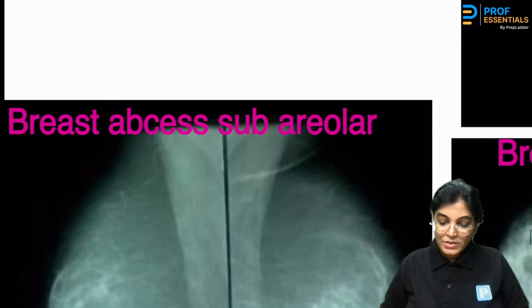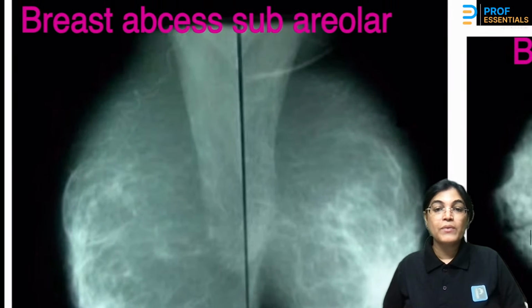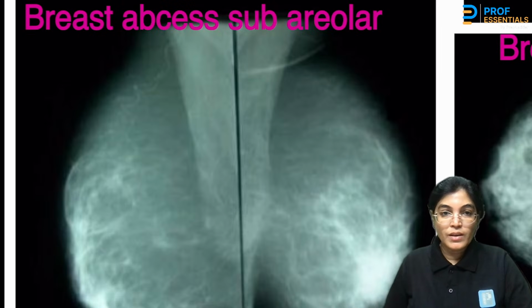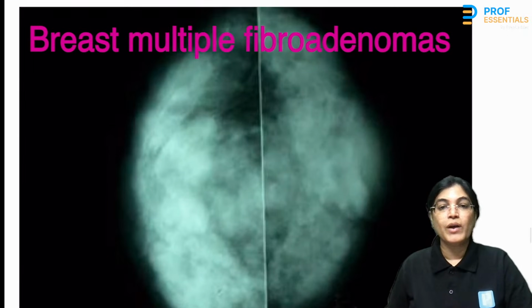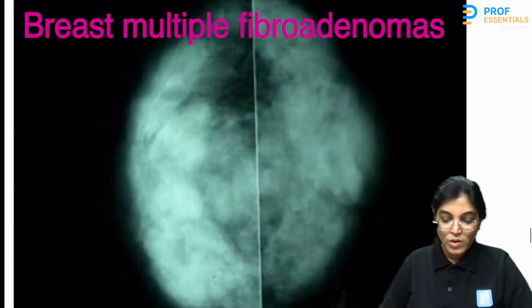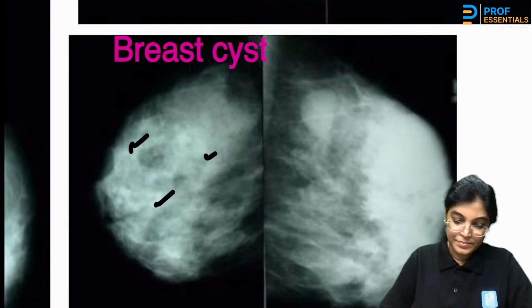Now I want to show you subareolar breast abscess. This is the mammographic appearance of soft tissue of the subareolar breast. This is the breast abscess, with subareolar tissues involved. Now this is a case of multiple fibroadenoma of the breast, and this is how it appears. I also want to show you the breast cyst. Can you see here? Multiple cysts are there.